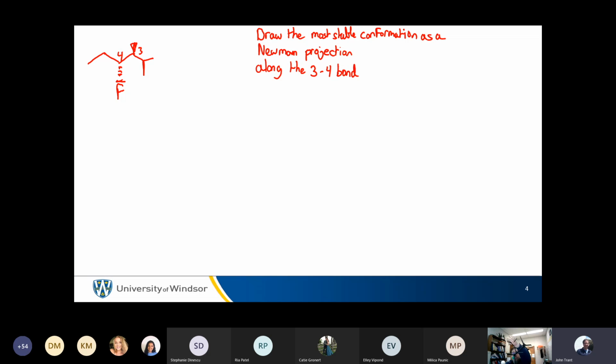Good. I point them in a Newman projection directly at my camera, I hope. And I draw the Newman projection. That's good. Model kits, your friend. Get your model kits out when you're doing this. If you have any trouble with what I'm going to show you next, please, please, please get your model kit out. Okay.